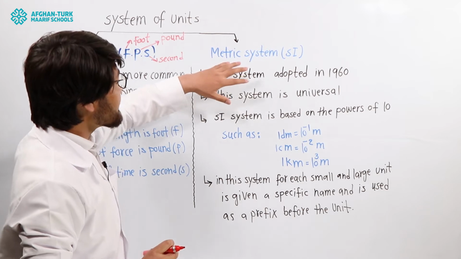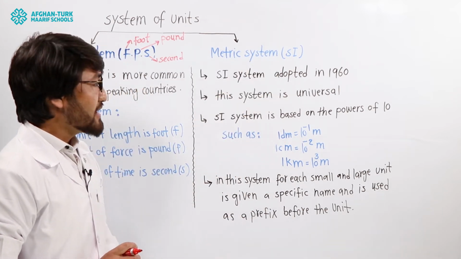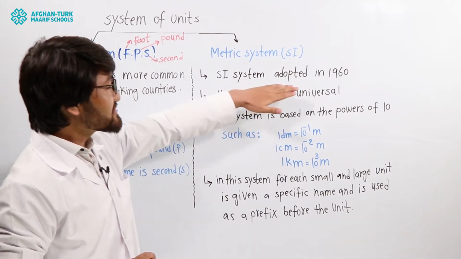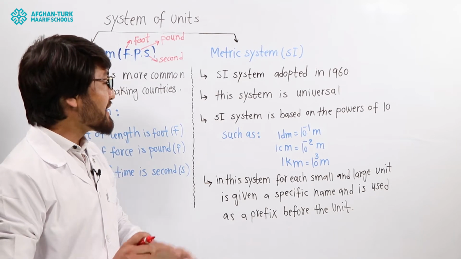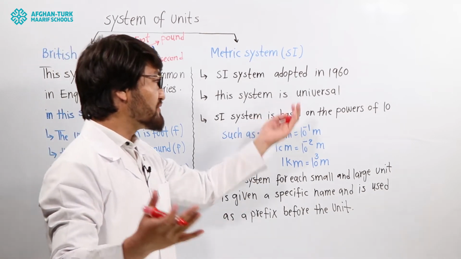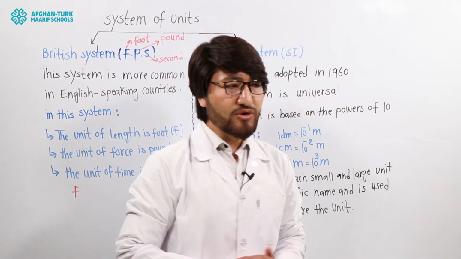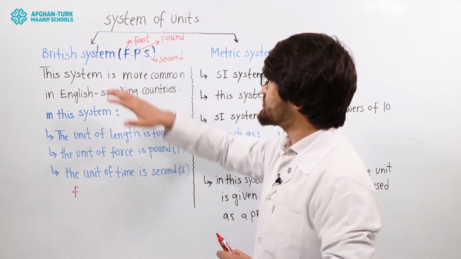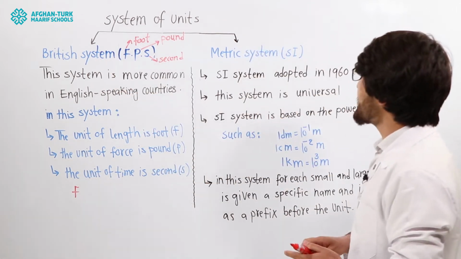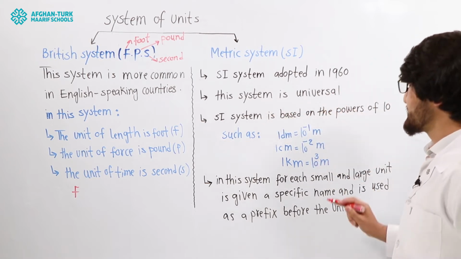Let's come to the metric system, or we can say the SI system. The SI system was adopted in 1960, and this system is universal. It means all countries use this system. The British system is used only by some countries, but the SI system is used by all countries.